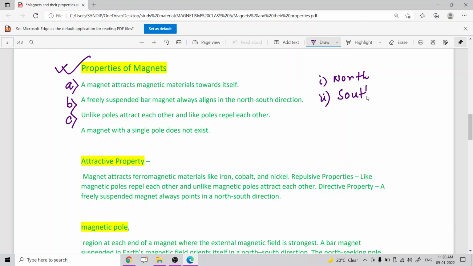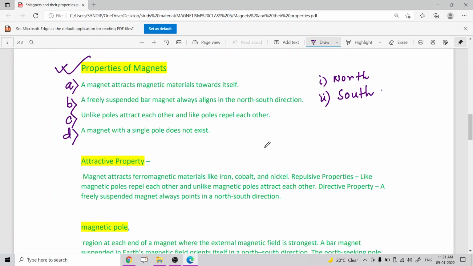So if we take two north poles, that is two like poles, they repel each other, or if we take two south poles, they also repel each other. But if we take a north and a south pole, then they are unlike poles, so they attract each other. And the next one is that a magnet with a single pole does not exist.